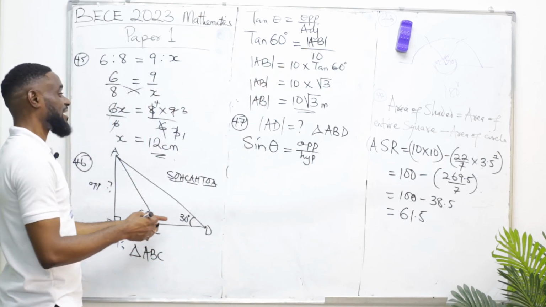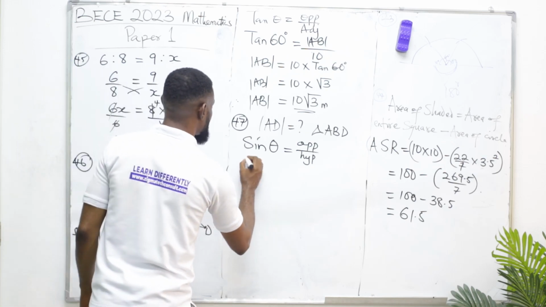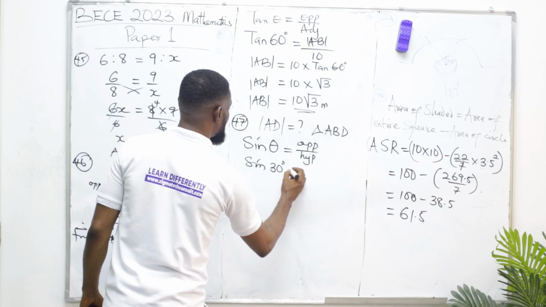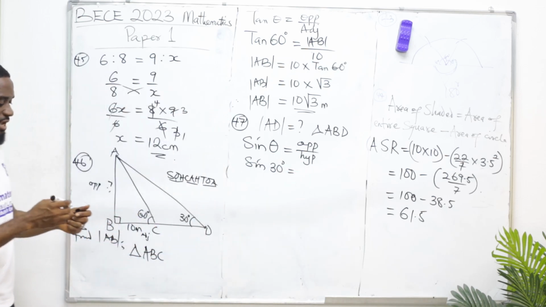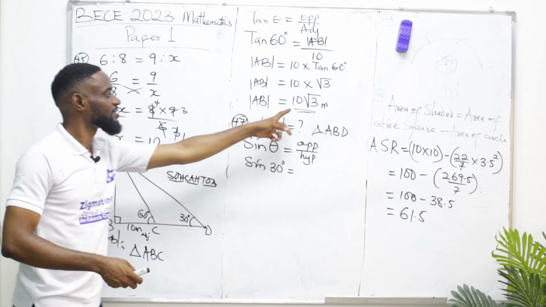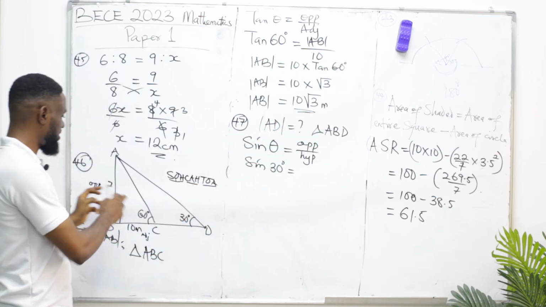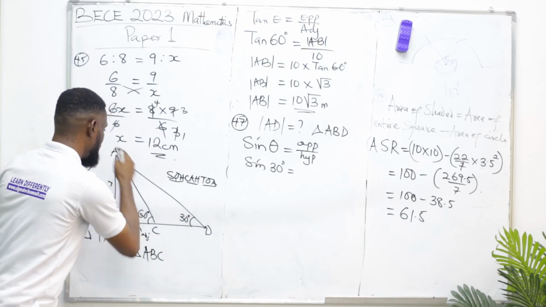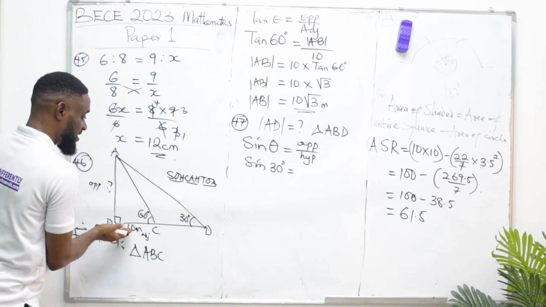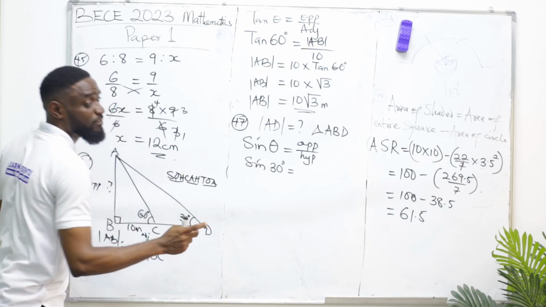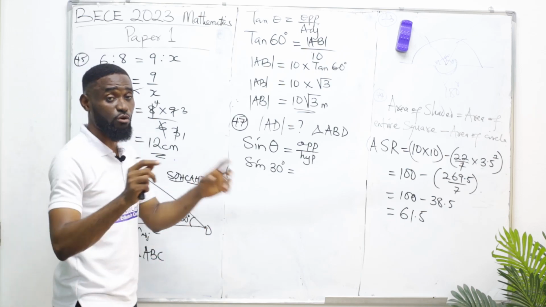So we know our theta to be 30. So sine 30 degrees is equal to opposite over hypotenuse. What is our opposite now? We have gotten our opposite to be 10 root 3. That is the opposite of this triangle. In this larger triangle, this is the opposite. This is now the adjacent, the whole of this place is the adjacent, while this is the hypotenuse. The hypotenuse, I told you, is always the longest side.